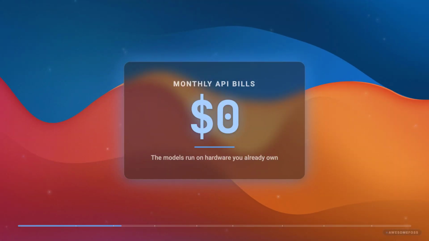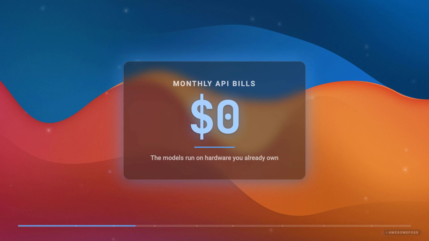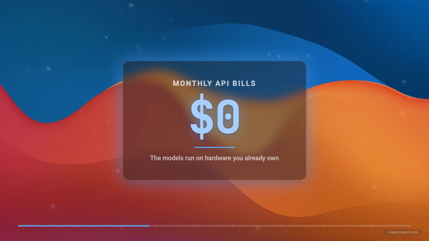Let's talk about the number that really matters, your monthly bill. Cloud AI agents charge you per token, and those costs stack up fast the moment your agents start running around the clock. Because LocalAGI runs the models on hardware you already own, that ongoing bill drops to zero. No metered usage, no surprise invoice at the end of the month, no credit card on file at all. You trade a cloud subscription for electricity you're already paying for.